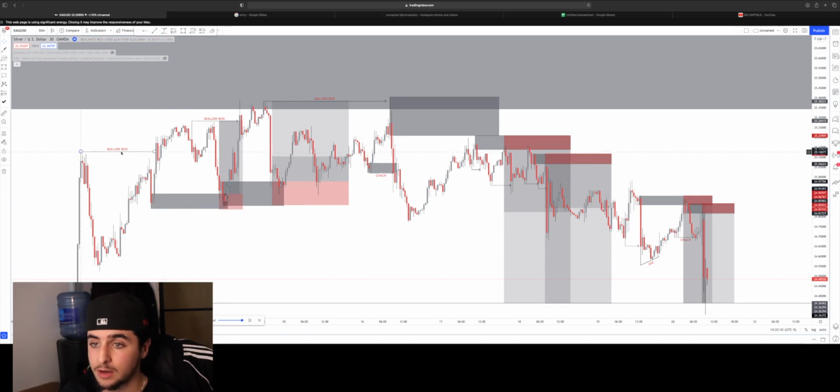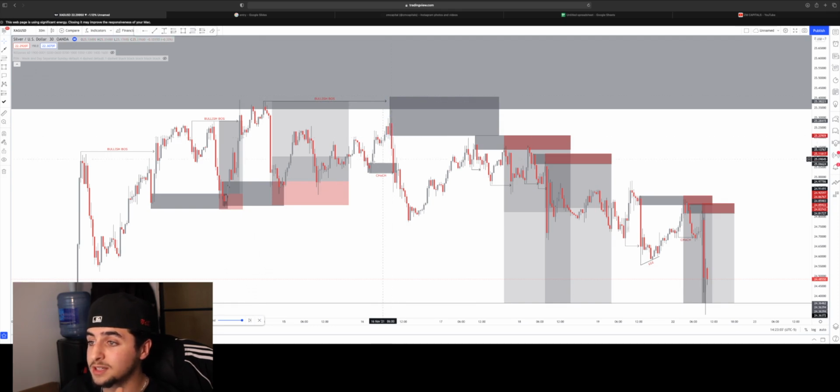As you can see here, this high was broken, price prints a new high, pulls back, creating a higher low, mitigates an area of demand, and then continues to move over to the upside. And then again, it takes out this high, creating a higher high, price pulls back into an area of demand, and then continues to move over to the upside. Now again, price takes out this high.